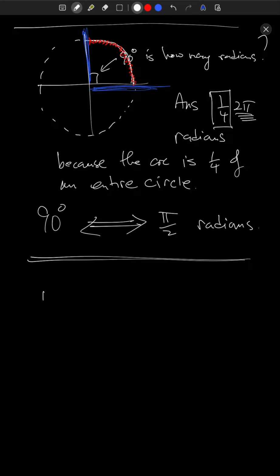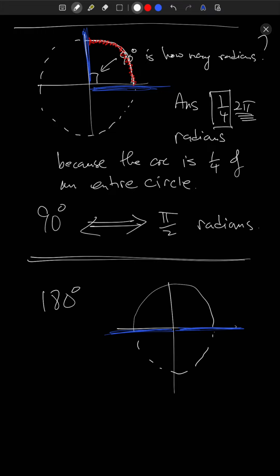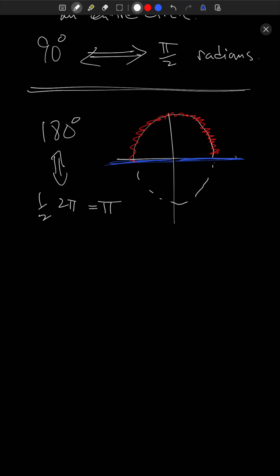All right, what about 180 degrees? Same idea. 180 degrees is going to be, here's the initial side, here's the terminal side, a circle of radius 1, like that. The arc that we're talking about is from here all the way to there. How long is this? Well, an entire circle is 2 pi. This is half of an entire circle, so it's pi. Okay, so 180 degrees is equivalent to pi radians.